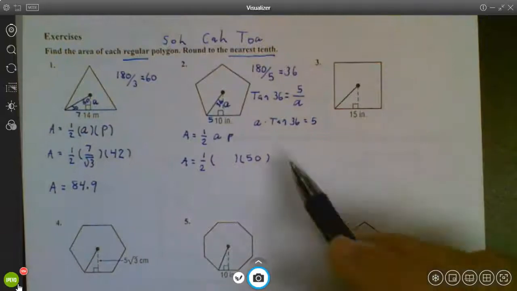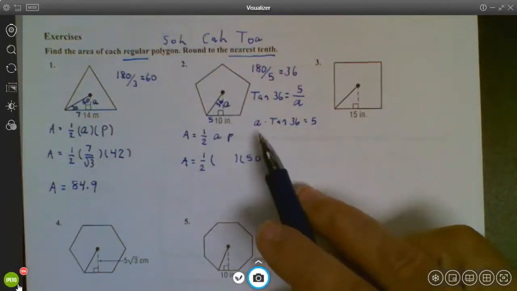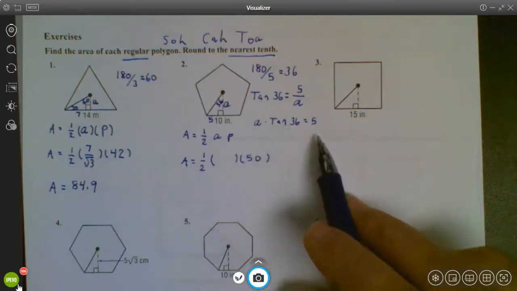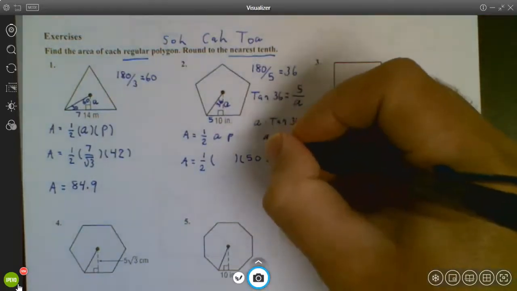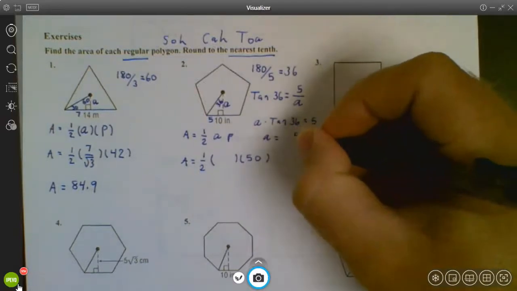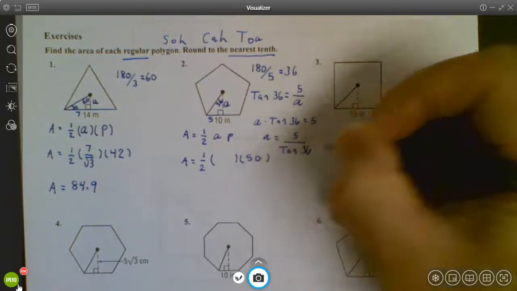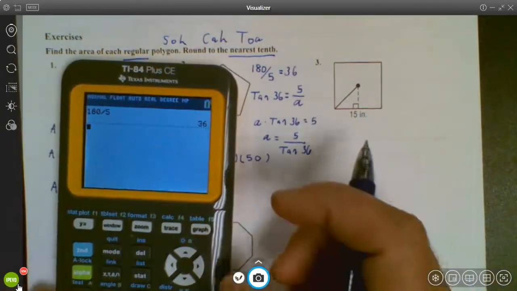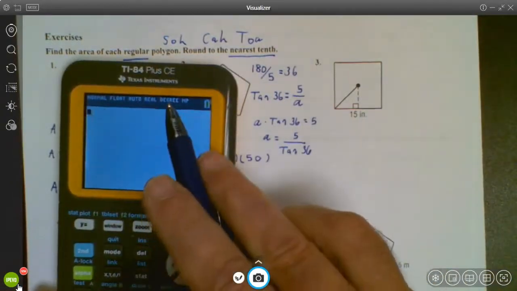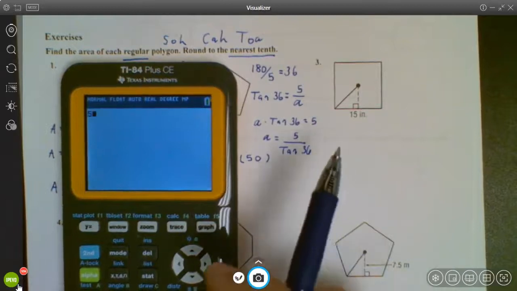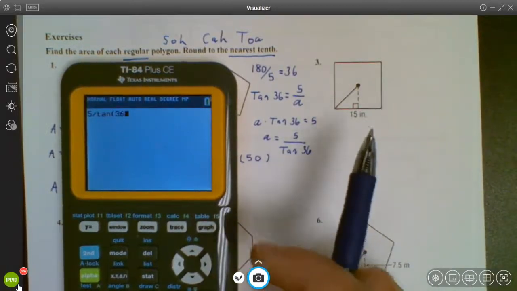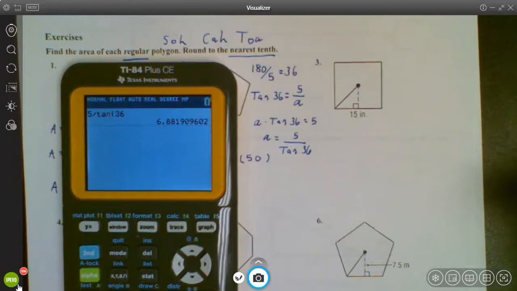And then before I go to my calculator, I always want to get the variable by itself. So in order to get a by itself, I'm going to need to divide this over to the right. So in the calculator, we're going to see 5 divided by tan 36. As we type that in, make sure you're always in degrees, not radians. So 5 divided by tan 36. And we're seeing this value here.